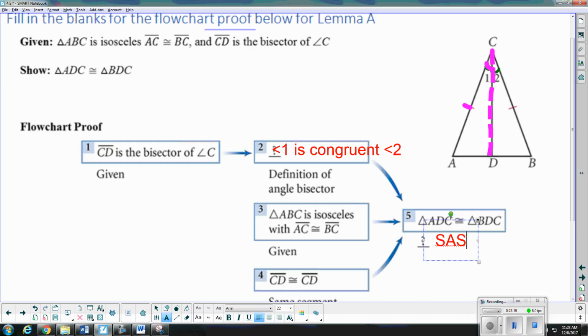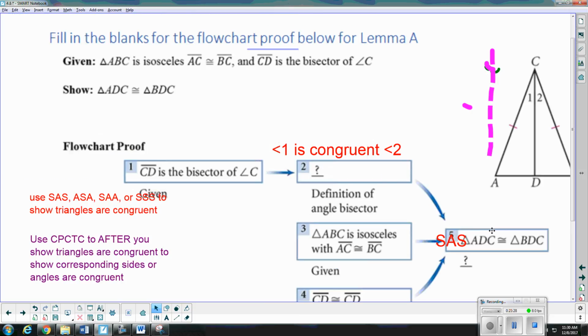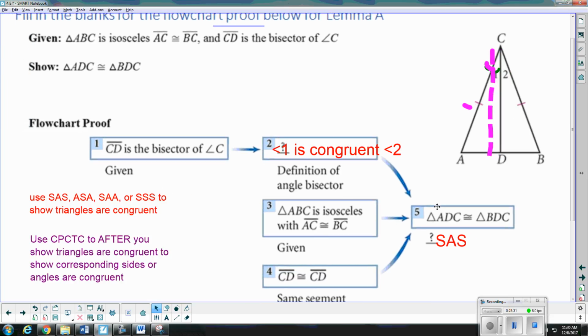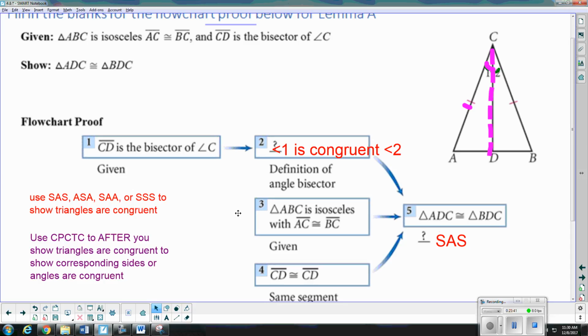All right, just as a side note, you want to use side-angle-side, angle-side-angle, angle-angle-side, or side-side-side to show that triangles are congruent, like we're doing in this case right here. We're showing that these two triangles are congruent, and you're going to use that CPCTC theorem after you show the triangles are congruent to go back and show that a side or an angle is congruent. So here we know these triangles are congruent because of CPCTC.